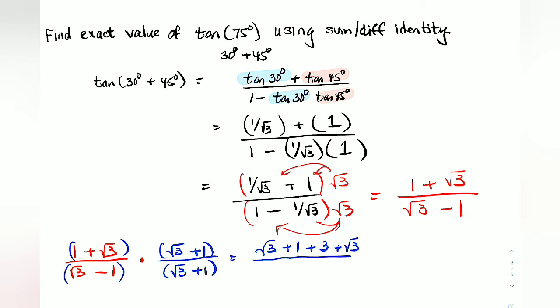The downstairs, which is the important part because we don't want a radical downstairs, first times the first gives me 3. Outers give me root 3. Inners give me negative root 3, so we don't even have to do anything there. They cancel each other out. And then we have minus 1.